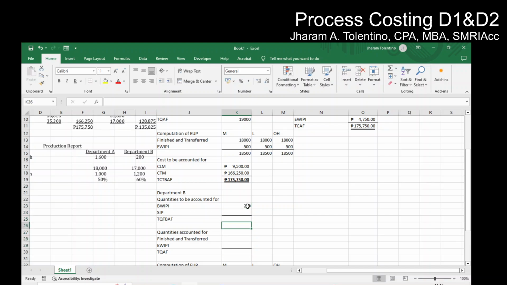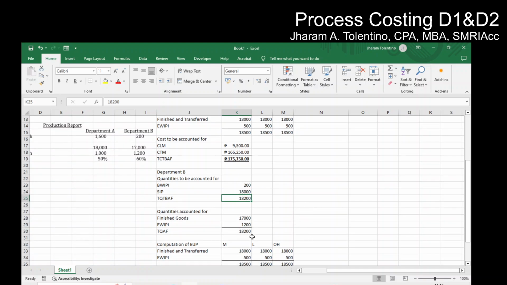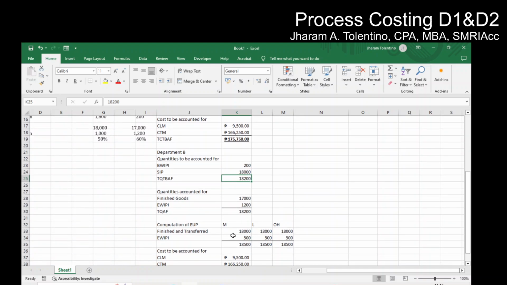And then we have 17,000 finished goods. This is finished goods. Why are there only two departments? So automatically, there's no transfer. So we have 17,000 and 1,200. Total cost to be accounted for is 18,200. This is 18,200, and then squeeze, we have 18,000. Right now, after that is the computation of the EUP.